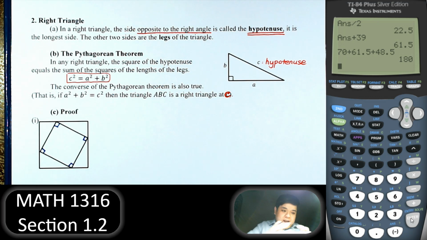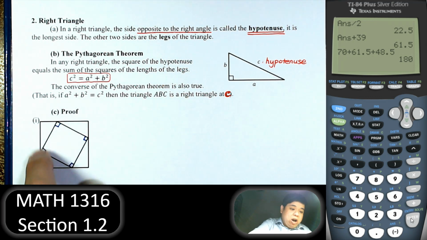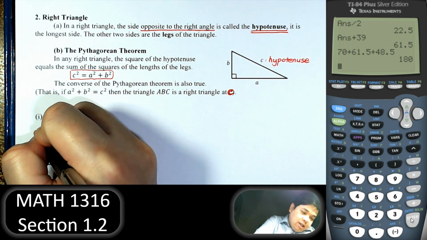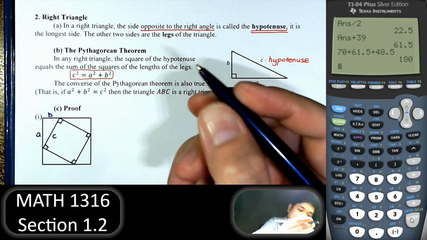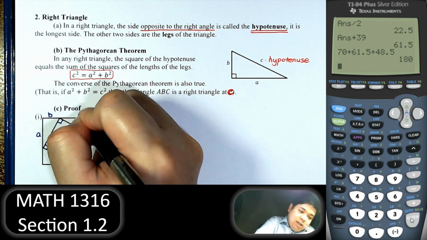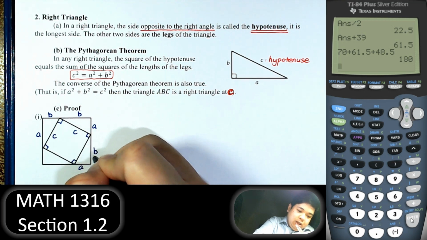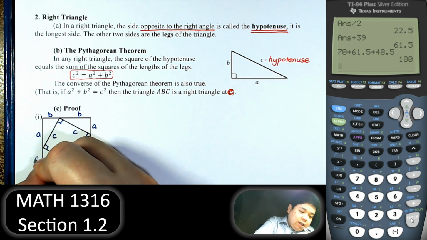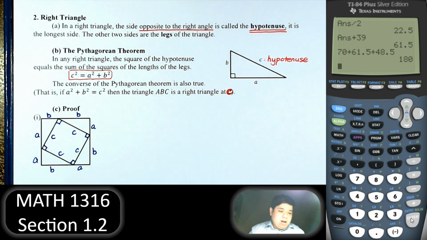We have a square inside a bigger square. All those triangles are essentially equal. This is A, this is B, and this is C. Same thing, A, B, and C. Right, so we have all of those sides.